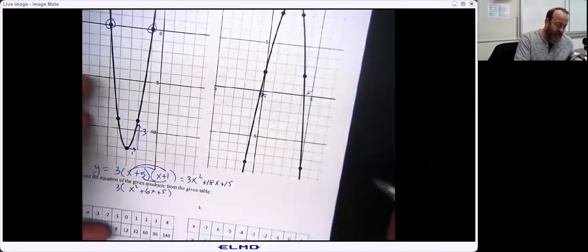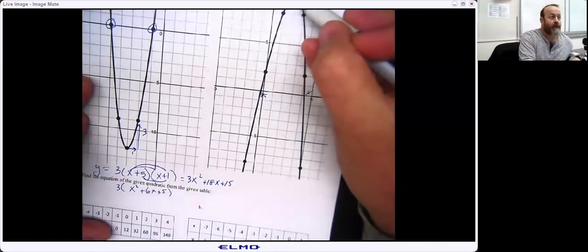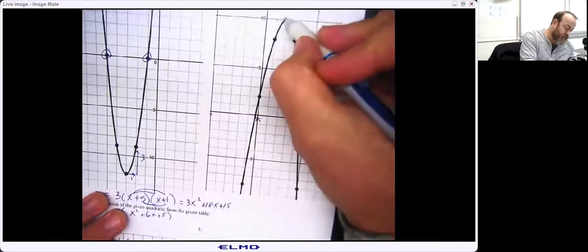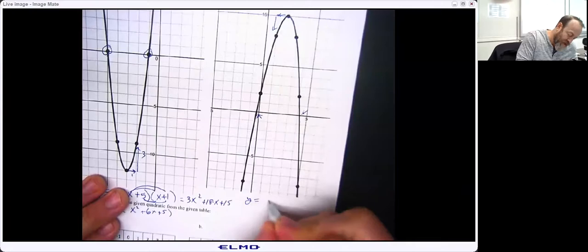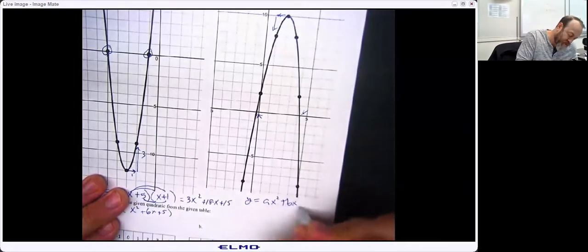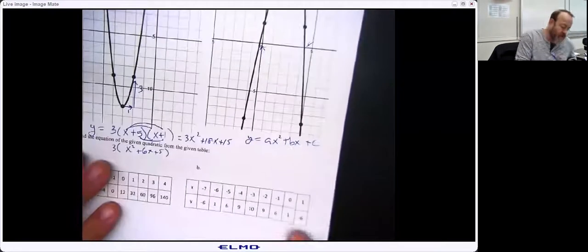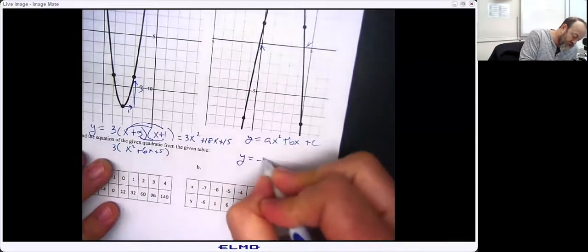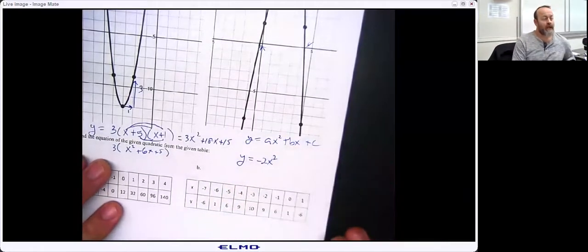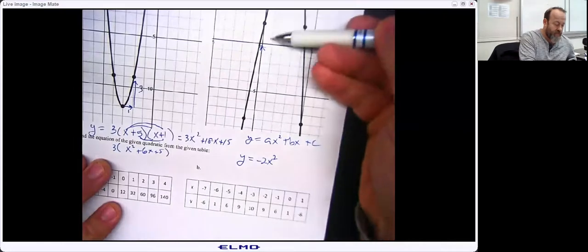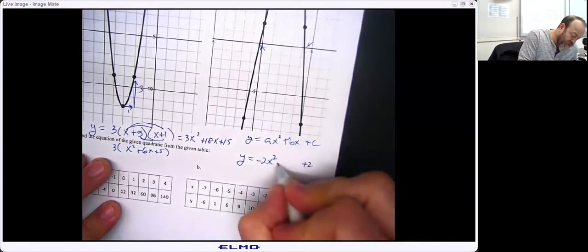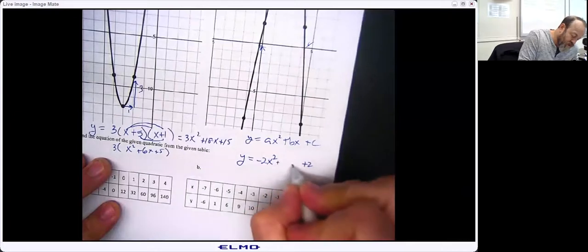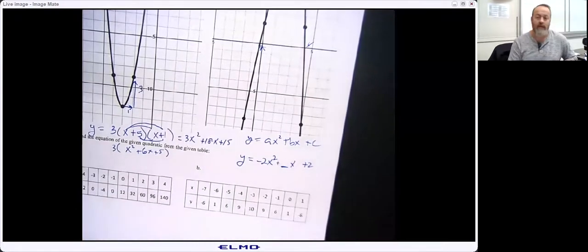I can see right off the bat that my A value is going to be -2 because it goes over 1 and down 2. So when I look at ax squared plus bx plus c, I know immediately that A is -2. I can also tell from the graph that the C value is +2. The only thing I don't know is what this B value right here is.